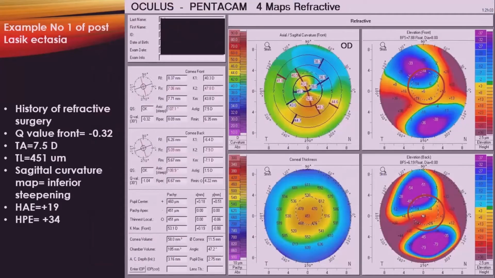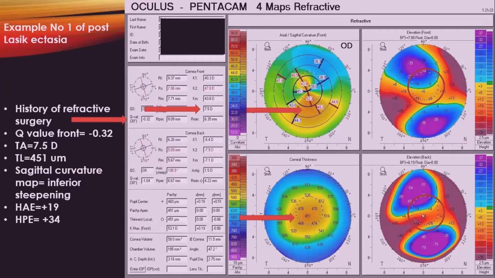So this is a case of a post-LASIK ectasia, for example. We have to check the following. First of all, the Q value is minus 0.32, which is not expected. The topographic astigmatism is 2.5. We have corneal thickness 451, and we have to compare this thickness with the intended post-operative thickness according to my calculations to see if there was thinning or not.